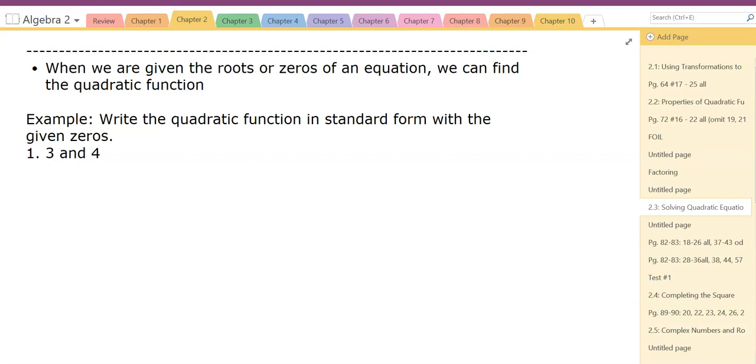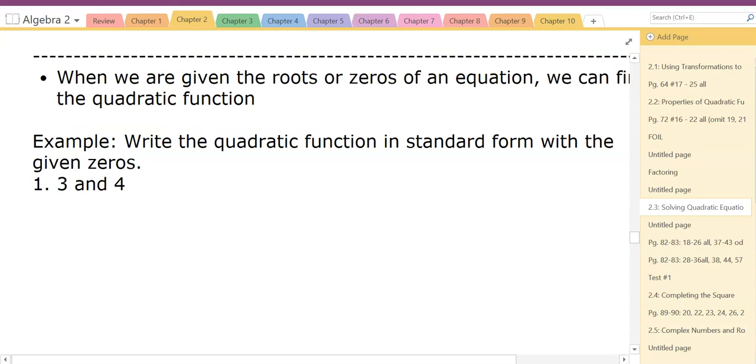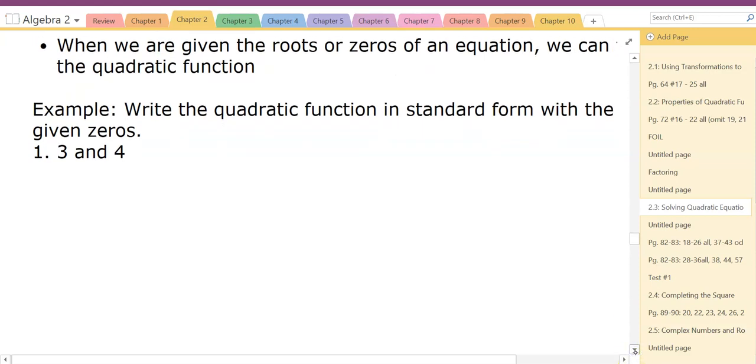Okay? So for this first one, we're given the zeros 3 and 4. In order to get it started, we write it in parentheses so that it's (x)(x) and then our numbers. Now to do this with the 3 and the 4, you're always going to do minus signs. So it's going to be (x minus 3)(x minus 4).